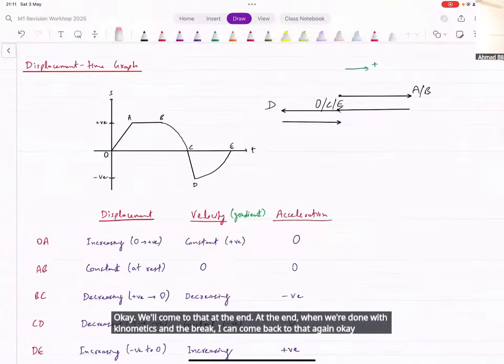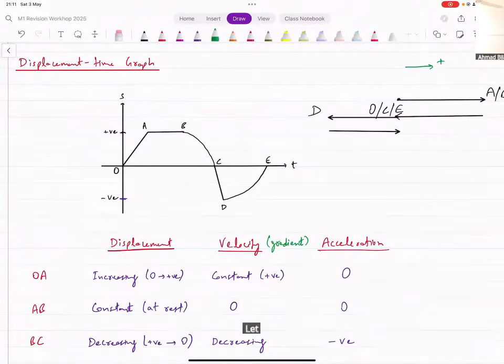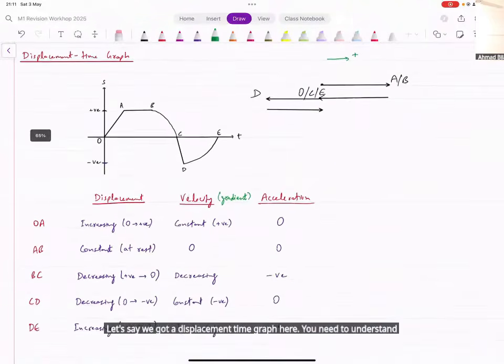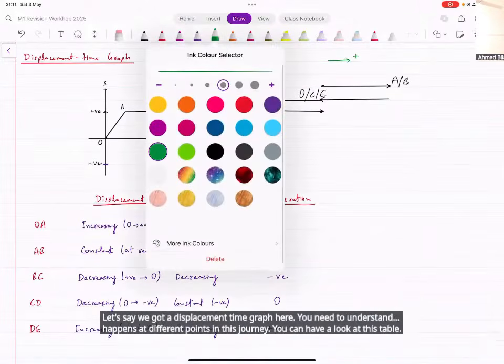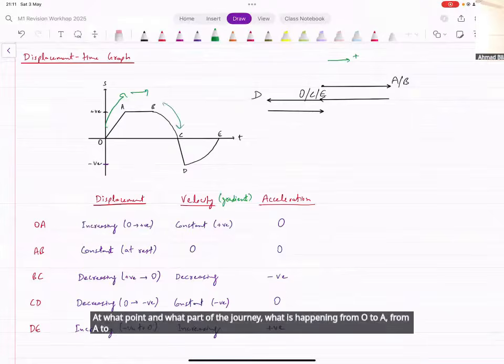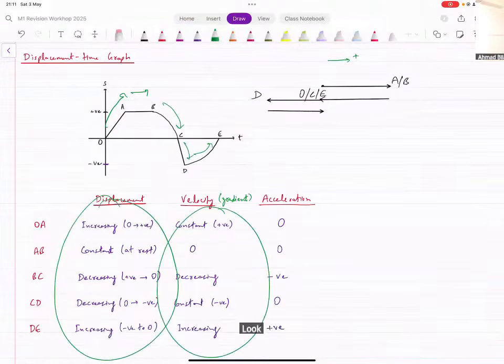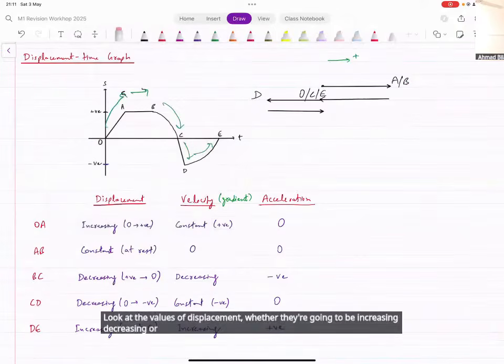All right, displacement time graph. Let's say we've got a displacement time graph here. You need to understand what happens at different points in this journey. You can have a look at this table. At what part of the journey, what is happening from O to A, from A to B, from B to C, from C to D, from D to E. Look at the values of displacement, whether they're going to be increasing, decreasing, or constant. Similarly, for velocity and acceleration, what can we interpret for each of these graphs? You can have a look at this.